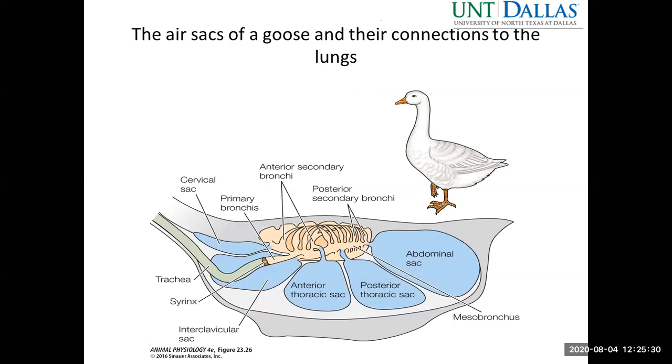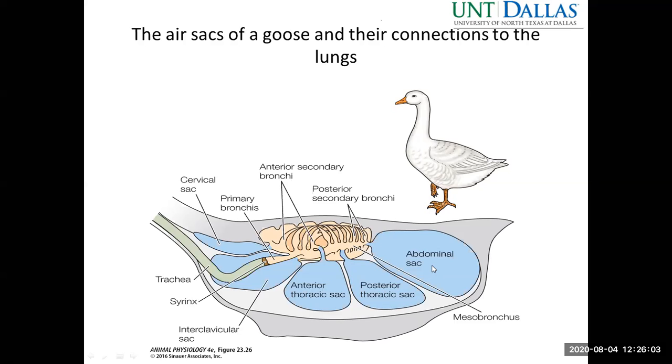So let's take an example of air sacs of a goose and their connections to the lungs. A bird's air sacs, which are part of the breathing system, are located outside the lungs, and they occupy a considerable portion of the thoracic and abdominal body cavities. So usually there are about 9 air sacs that are divisible into two groups here.